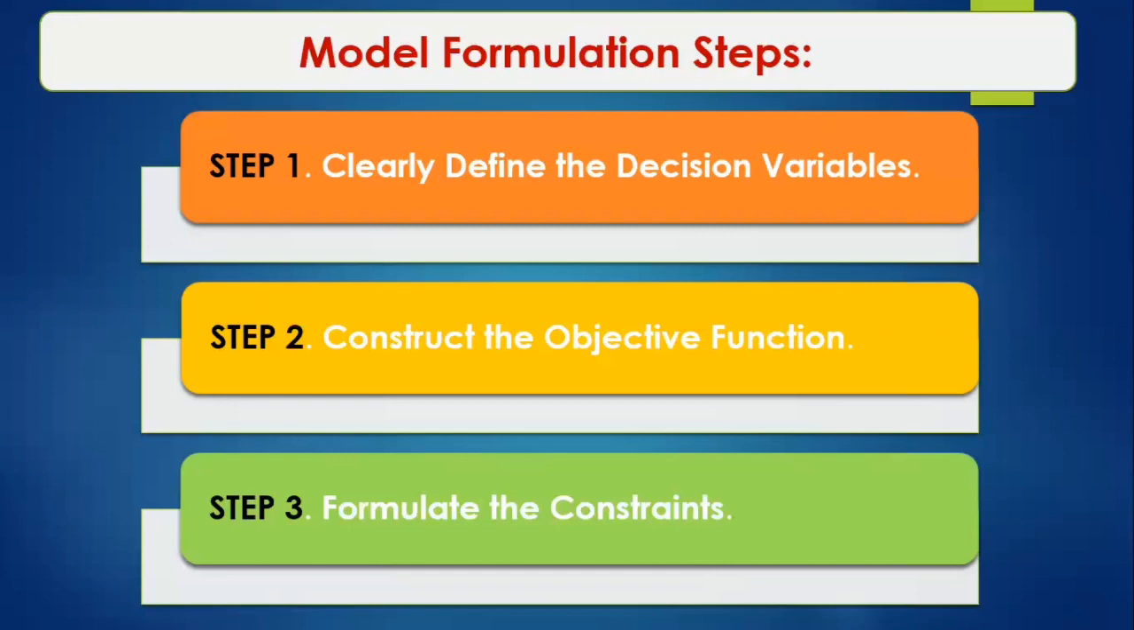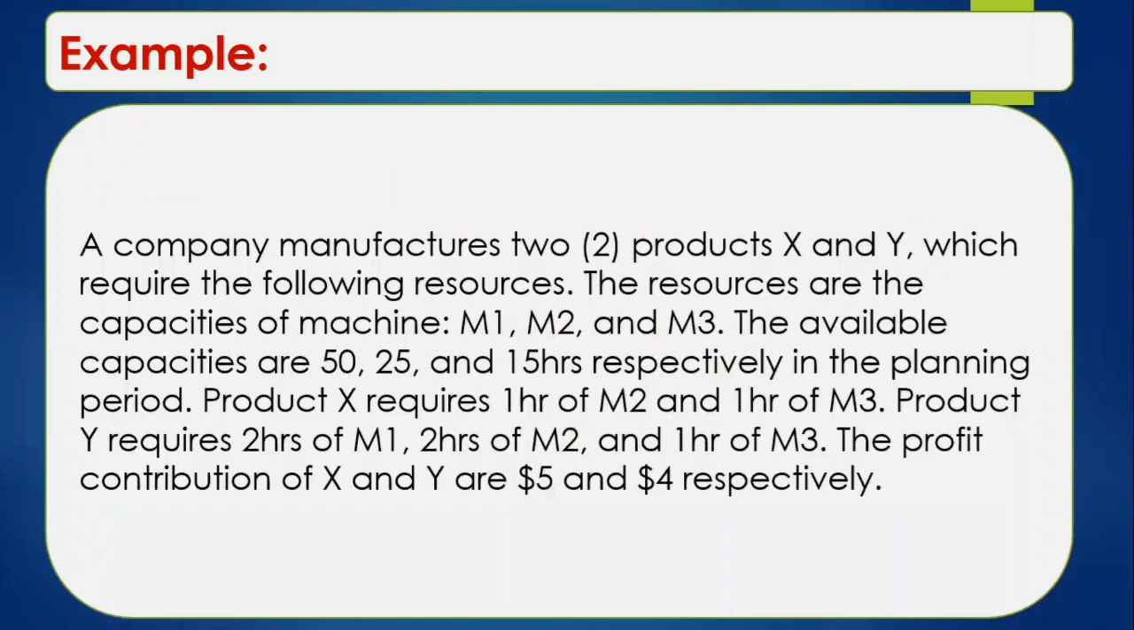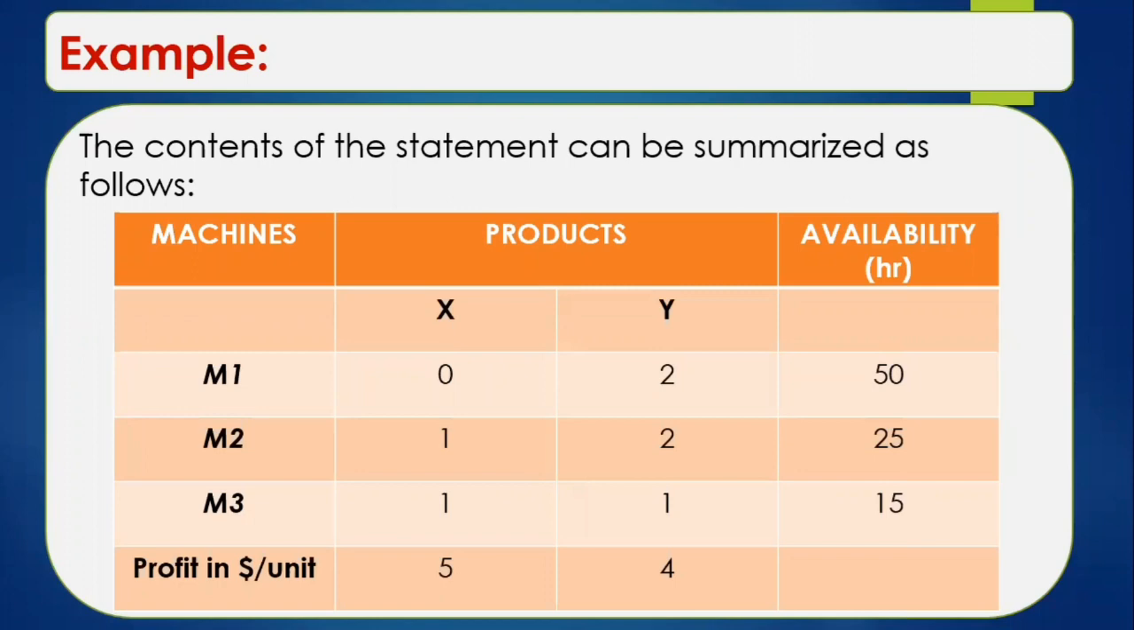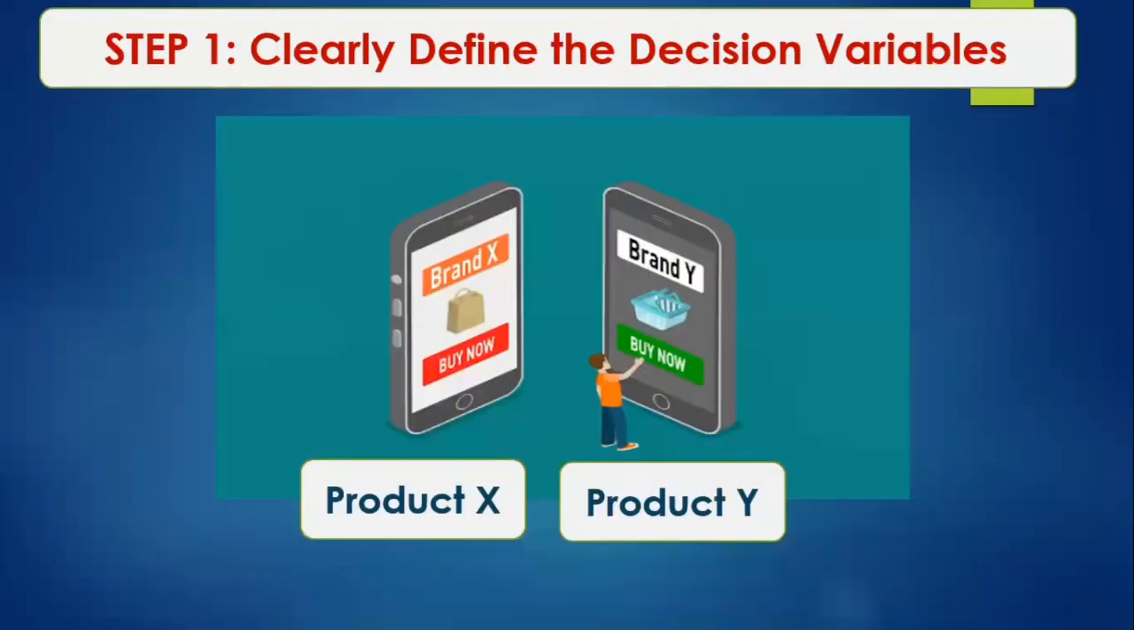So as you can notice here in our problem, it states a company manufactures 2 products, X and Y. So apparently, our decision variables would be product X and product Y, or it can be brand X or brand Y if you're comfortable using that, okay? Again, our decision variables would be product X and product Y. Based on our problem, it is already apparent that our two decision variables are product X and Y.